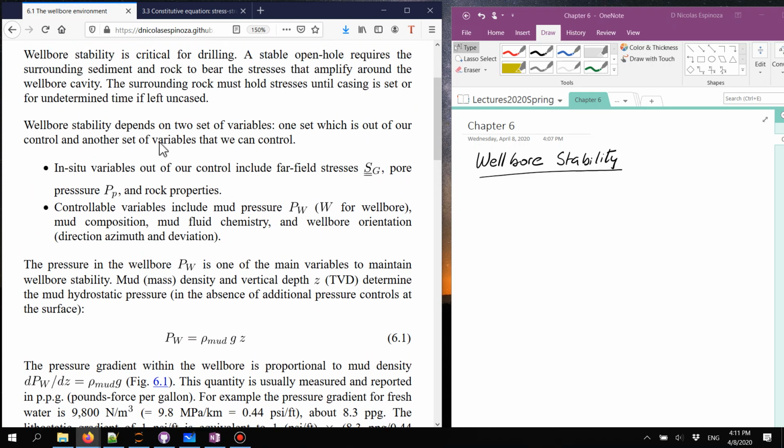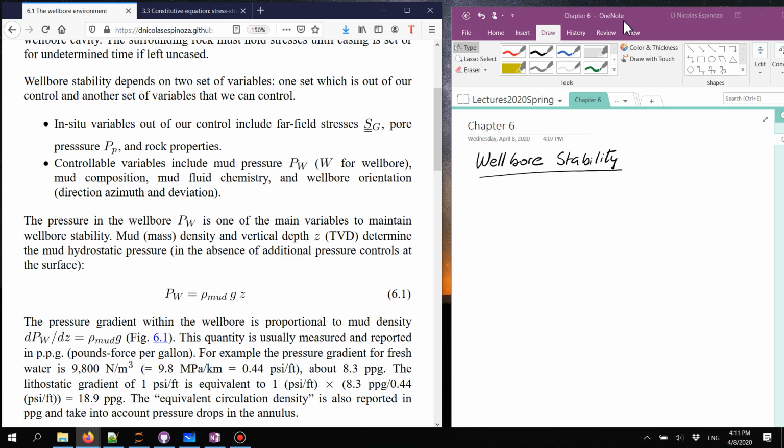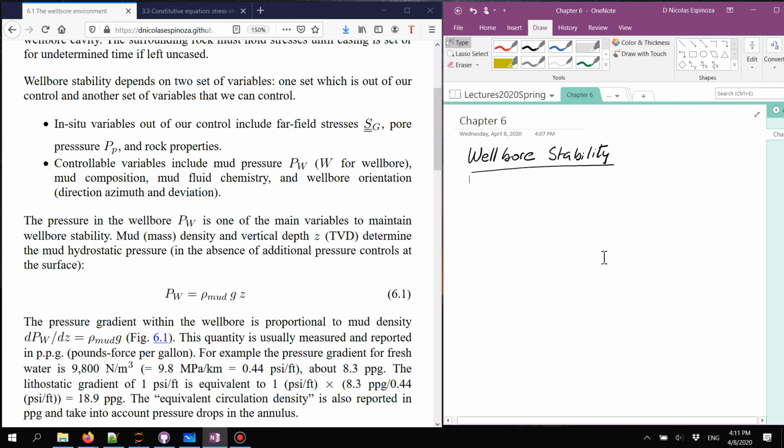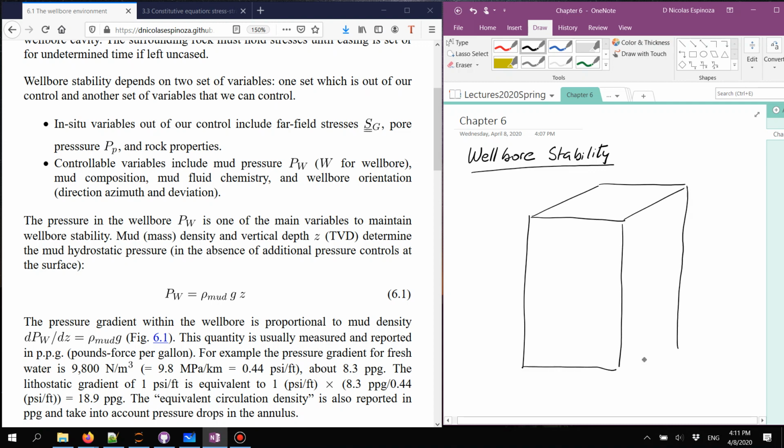We have seen so far that we can have stresses in the subsurface, like for example, if I were to draw here a representative volume in which I have in situ stresses applied on a mass of rock. Let's say this is at a certain depth, and I have a vertical stress, horizontal stresses, and also I have a pore pressure, so that I have effective stresses.